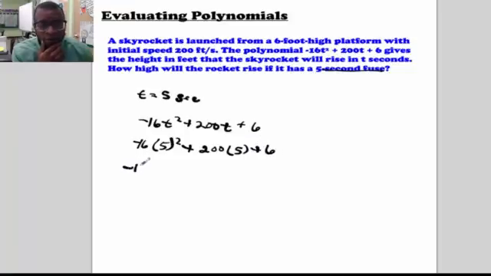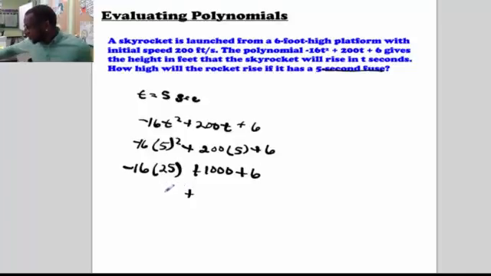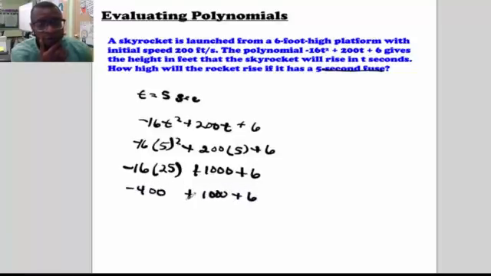Okay, so here we're going to have negative 16 times 25 plus 1,000 plus 6. Okay, and so negative 16 times 25 is going to be, let's see, that's going to give us a value of negative 400. So we have negative 400 plus 1,000 plus 6. So this is 600 plus 6, which gives us a total of 606.